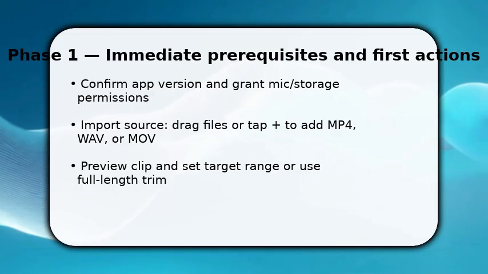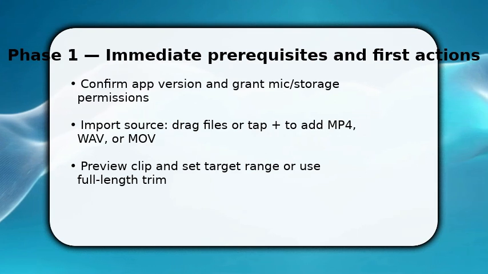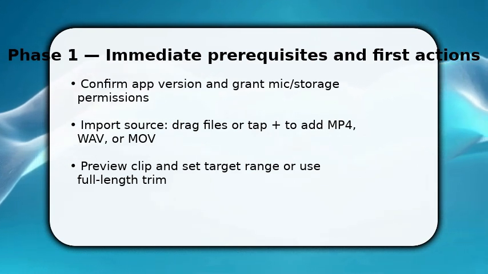Make sure to select the proper input format, MP4 or WAV, and choose a sample area if the noise is inconsistent. You'll also set processing quality now, lower for quick tests, higher for final export. These first steps establish a clean baseline, so the app's algorithms learn the right noise profile.